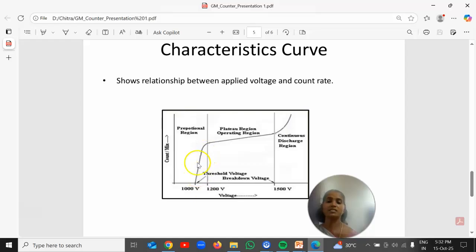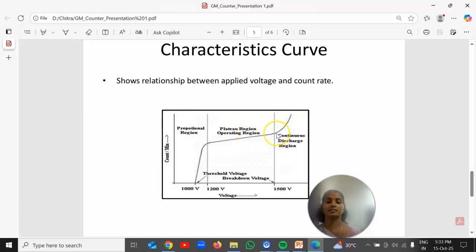After that, when the voltage increases, the current also increases. This is known as the proportional region, where voltage and current are in a linear, proportional manner. And this is the region known as the plateau region, where the count is independent of the voltage. See, the voltage increases but the current is almost constant, that is, the counting rate is almost constant. So this is the plateau region, this is the working region.